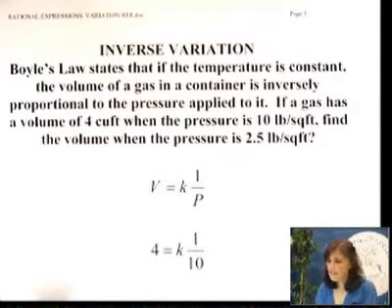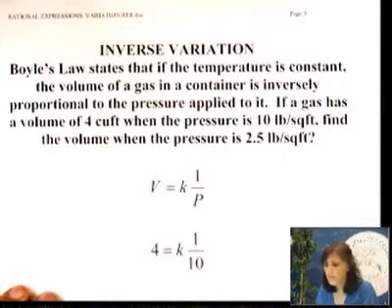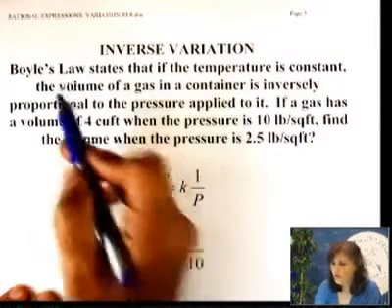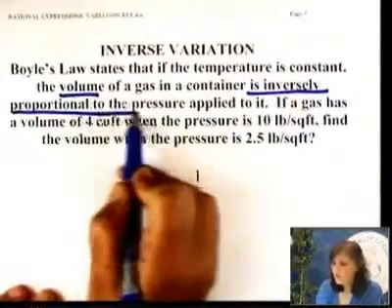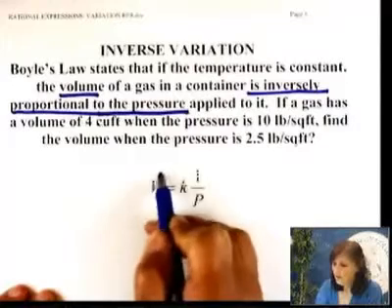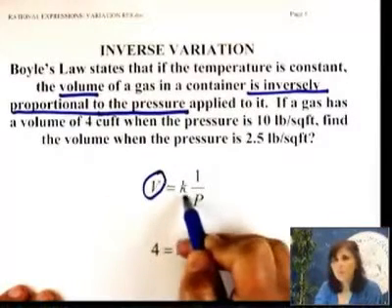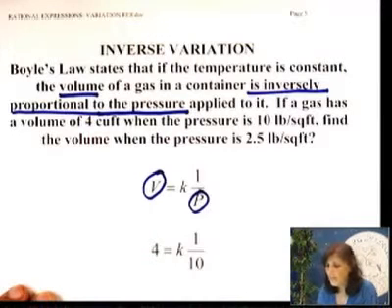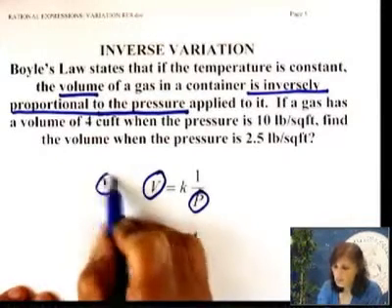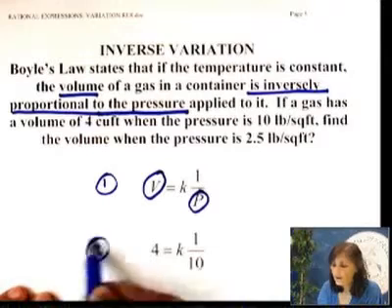Boyle's law states that if temperature is constant, the volume of a gas in a container is inversely proportional to the pressure applied to it. Okay? The volume is inversely proportional to the pressure. All right. Now the next step, so that's step 1, we are going to find K.